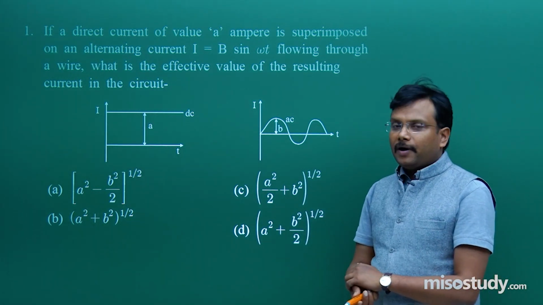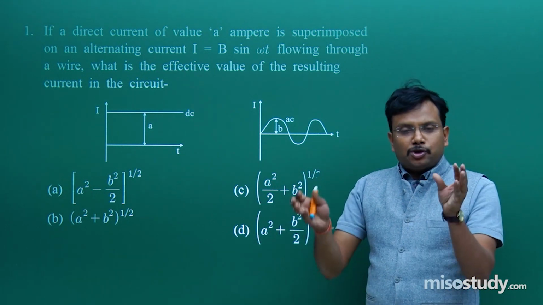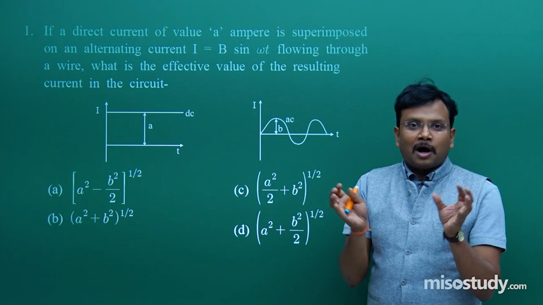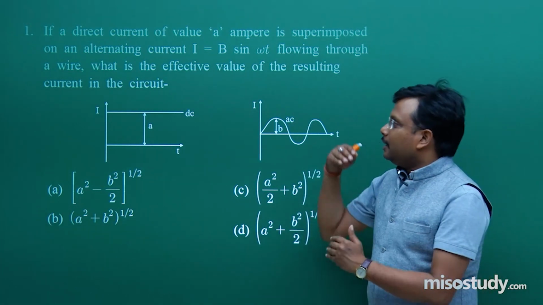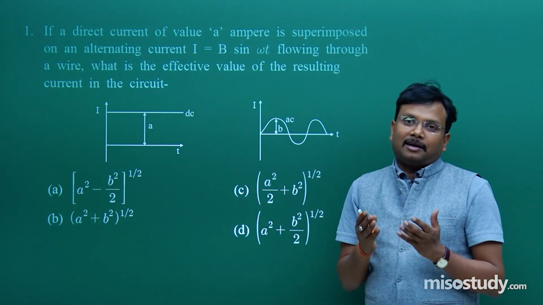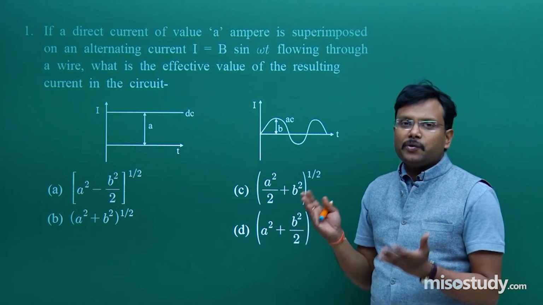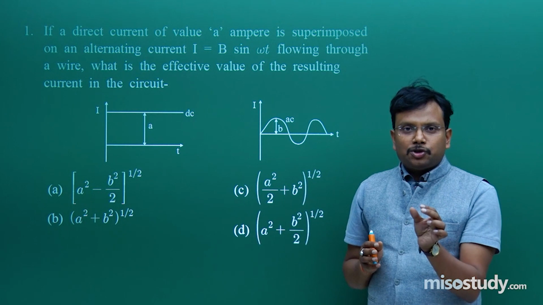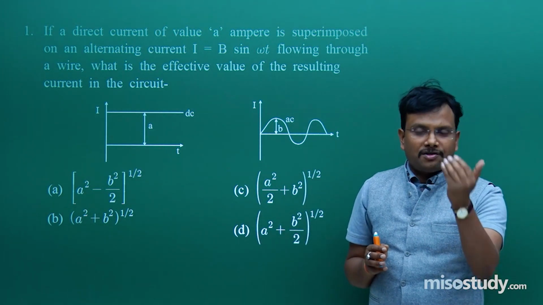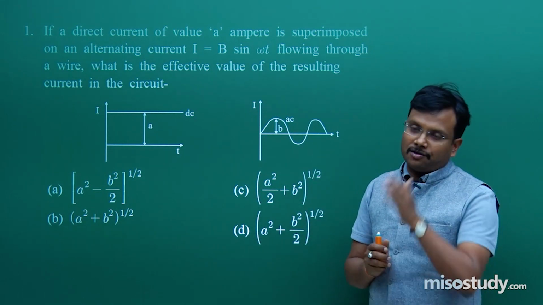Basically, they want to find out if you superimpose, combine or mix together DC and AC current, then what is the resultant current in a circuit? So, their question is simple. They want to check the basic idea of your DC current concepts and this AC current concept.